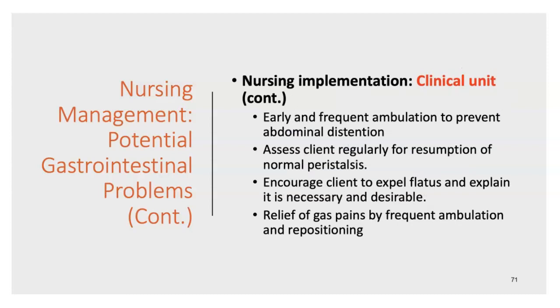On the clinical unit, again, very important is early and frequent ambulation to prevent abdominal distension. It's important to assess regularly for the resumption of normal peristalsis. Encourage the client to expel flatus and explain it is necessary and desirable, and relieve gas pains by frequent ambulation and repositioning. We don't let our patients in the postoperative cardiac surgery unit go home until they've had a bowel movement.